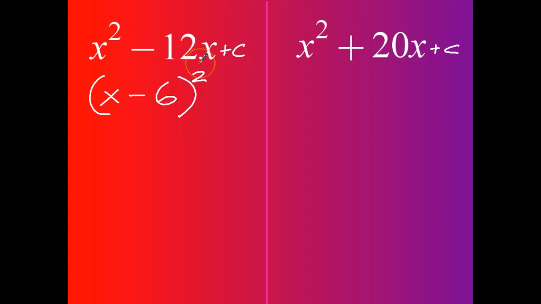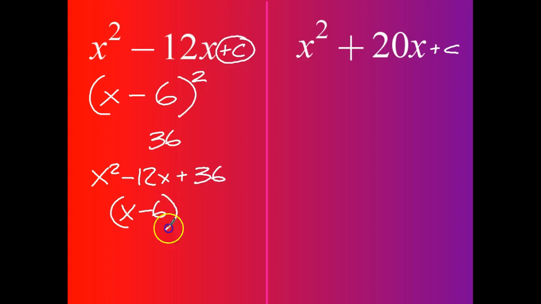Good. Well, then that means that C is going to be 6 squared. Actually, it's negative 6 squared, but what's negative 6 squared? That's going to be 36. So in order to make that a perfect square, I'm going to do x squared minus 12x plus 36, and that's going to equal x minus 6 squared.